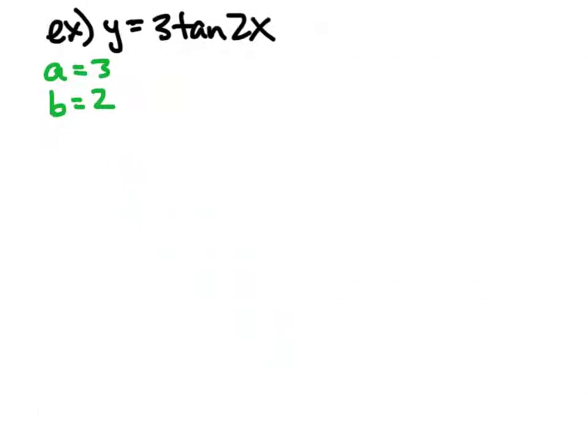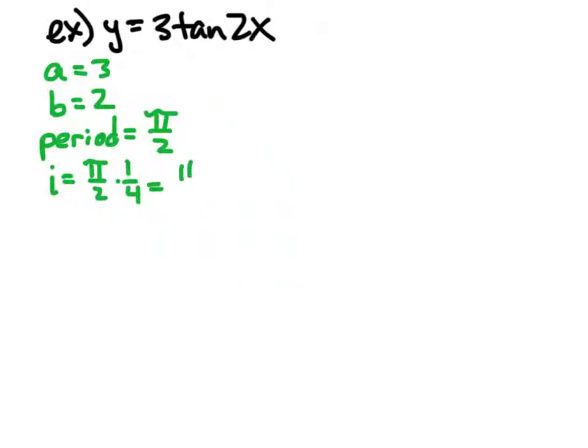If b is 2, what's the period? Period is just pi over b, so that'd be pi over 2. All right, so if the period's pi over 2, what's the increment? Pi over 8. Pi over 2 times a fourth, so that's pi over 8. What does h equal? H is 0, and k is 0.